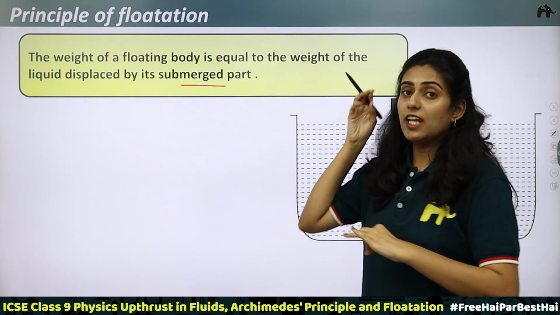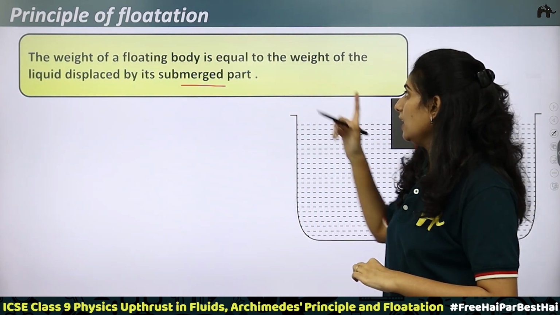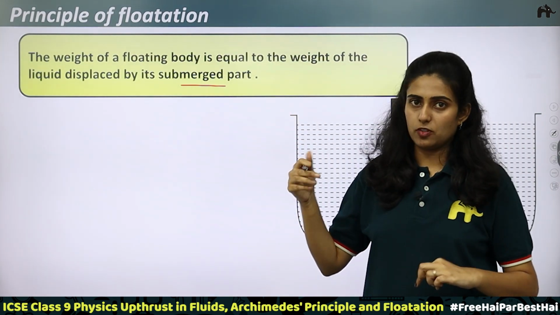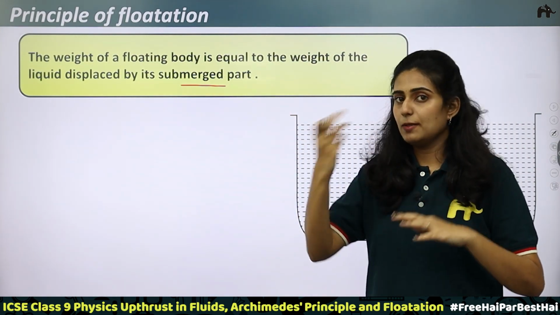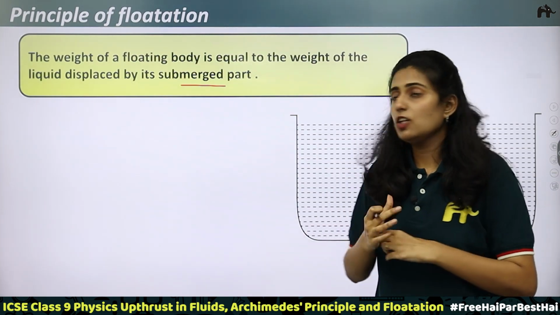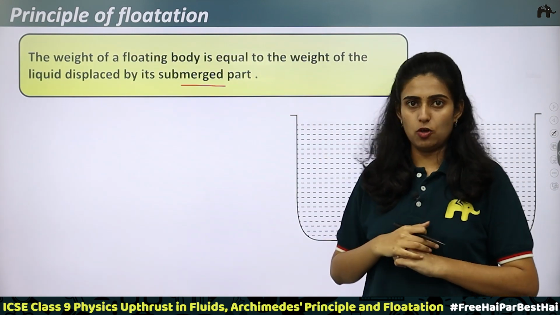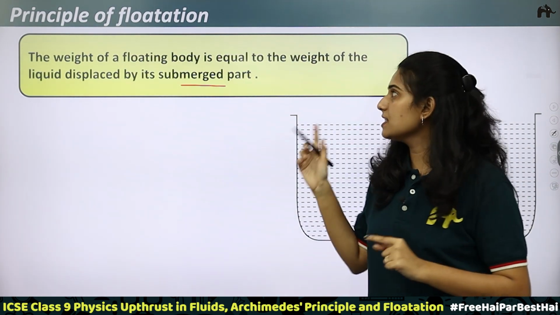Now the weight of this floating object will be equal to the weight of the liquid displaced by its submerged part. So how much part is submerged? Water will be displaced. When you take the weight of this water that is displaced, you will get the weight of the floating body. So this is the principle of flotation.